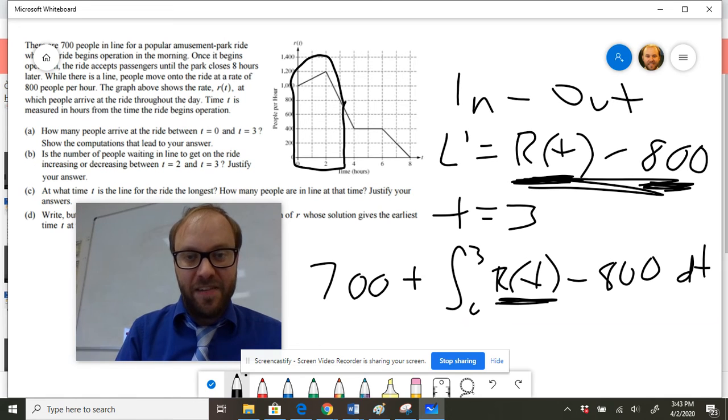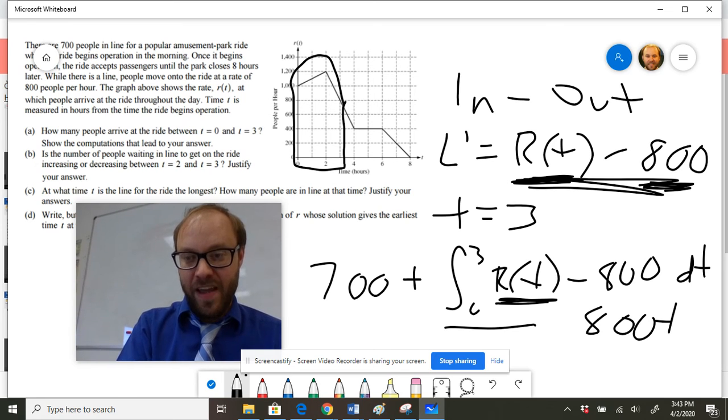So you're going to need to find the area under that curve, and that's going to tell you how many people, because you're finding the integral of a rate, it'll tell you how many people came in the line in that time period. The integral of 800 is 800t. So you'll have 800t here when you take the integral of 800. And when you substitute in 3, of course, you're going to get 3 times 800. It just means 2,400 people got onto the ride in that time period.